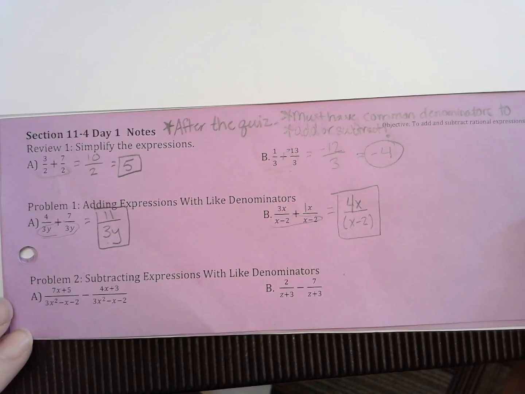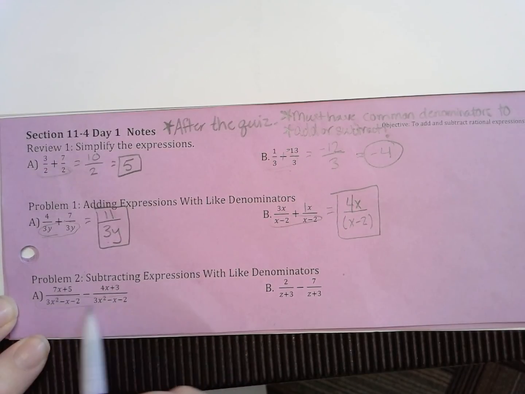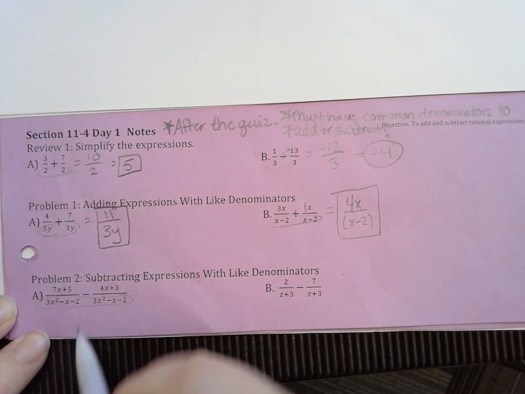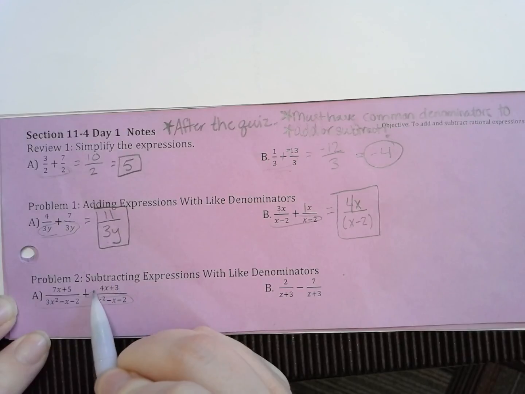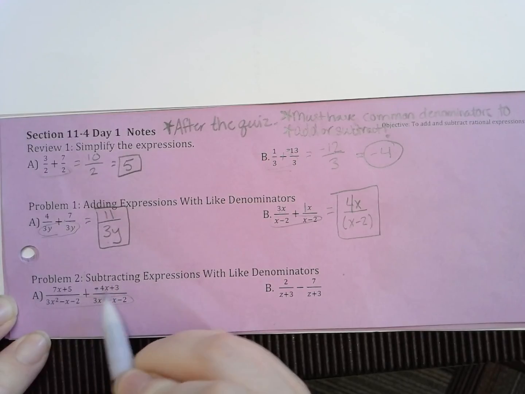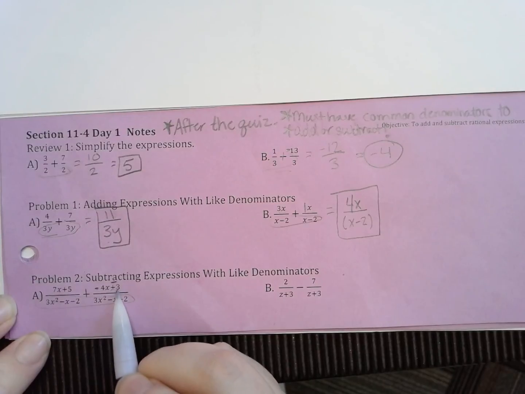The bottom here, we're now subtracting. And again, we still have common denominators. They're still exactly the same. But again, like I said before, we're going to change the subtraction to an addition, and everything on the top is going to switch signs. So they're going to become negative. Negative 4x plus negative 3.